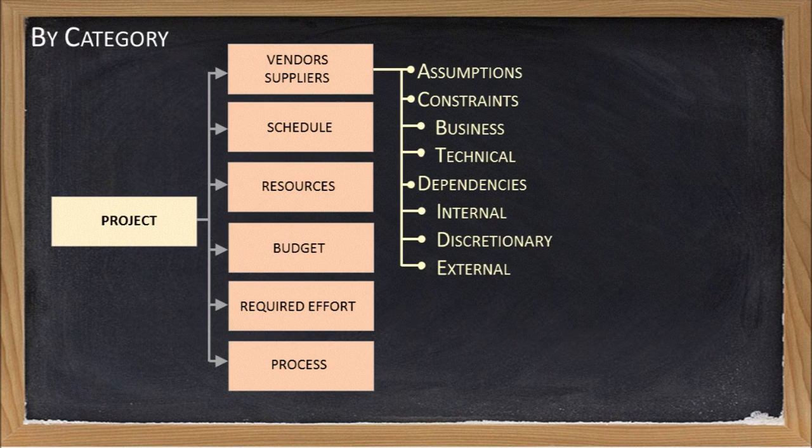Keep in mind, if you're working on an assignment for me, I'm just looking for a few good examples that demonstrate your knowledge and understanding. It is usually beyond the scope of most academic assignments to attempt to list all assumptions, constraints, and dependencies that might exist on a project.